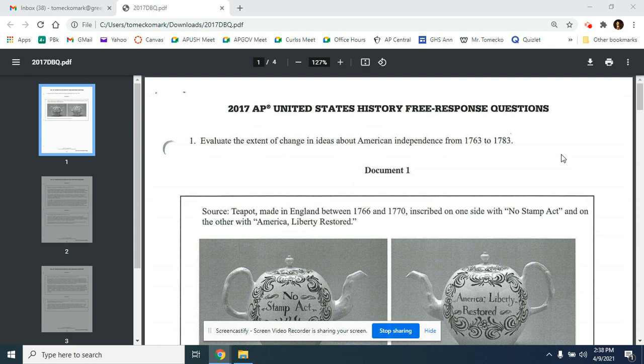But already there are some seeds of tension. And I'm not going to write this entire essay for you, so I'm not going to tell you what those are. But the point here is, think about the beginning of the time period. How would you basically, big picture, answer the question at the beginning of the time period? All right. And I think we'd say there were very few ideas about American independence in 1763.